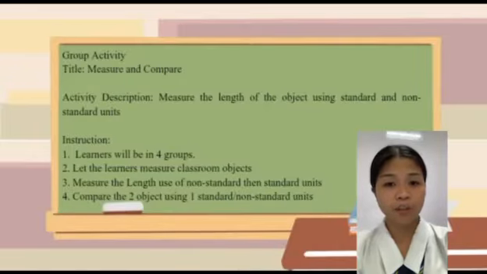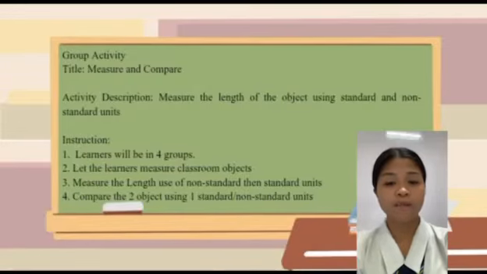So for example, the length of the chair, the blackboard, the door, or the window. They will measure the length of those specific objects found in the classroom using the non-standard and the standard units. And then they will compare the 2 objects using one standard or non-standard unit.